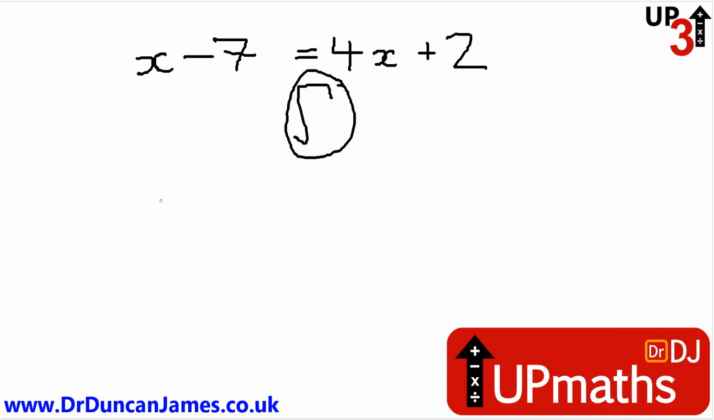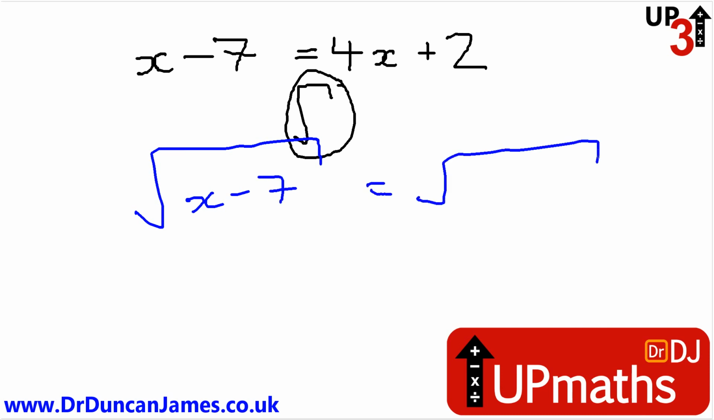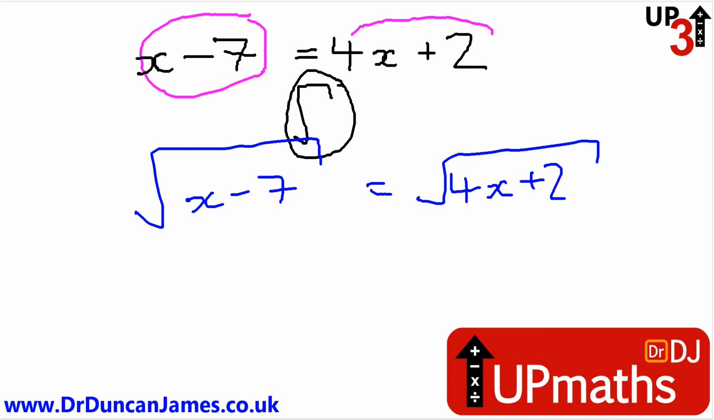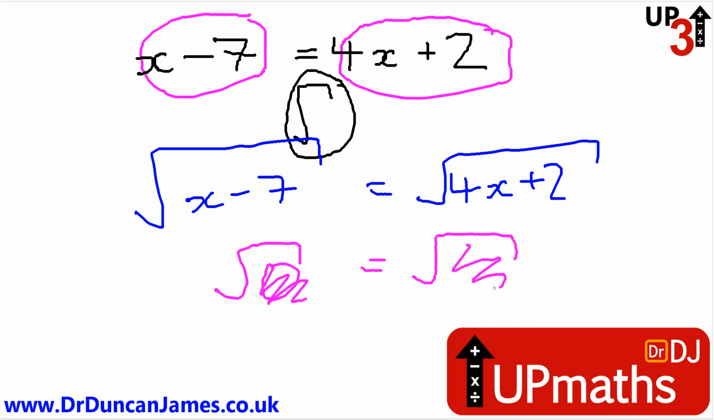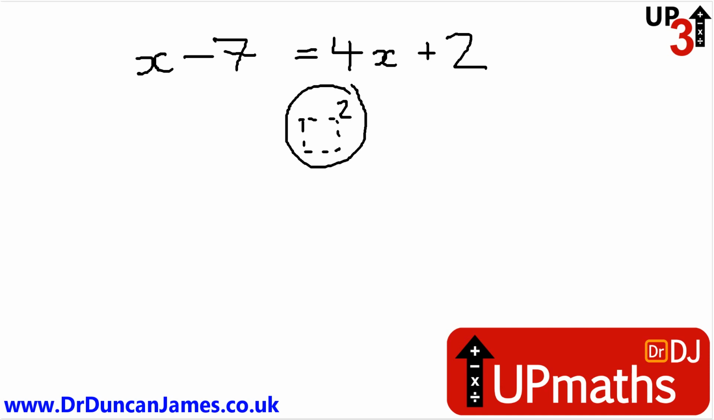What if we square root both sides? That means that the square root of x minus 7 is the square root of 4x plus 2. You have to square root the whole side because what we're basically saying is that thing is equal to that thing, so we know that the square root of that thing there is the square root of that thing there. You can't start chopping it up and doing bits.